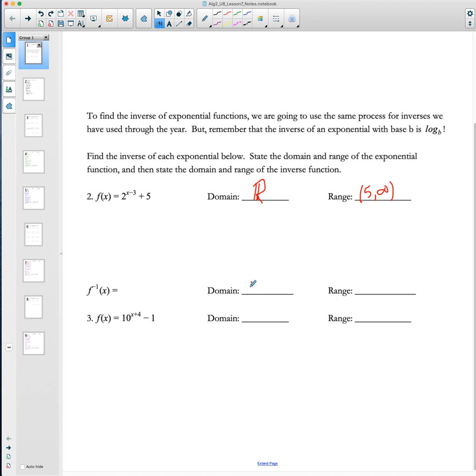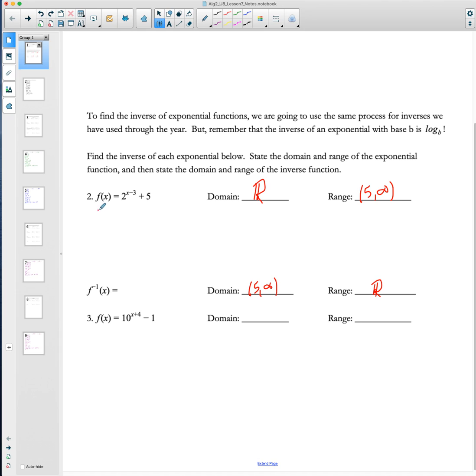So our function at the end should have a domain of 5 to infinity if we did things correctly, and it should have a range of all real numbers. So we already know this is to be true, and then it can provide us a little self-check at the end. All right, so now let's go back to this function here.